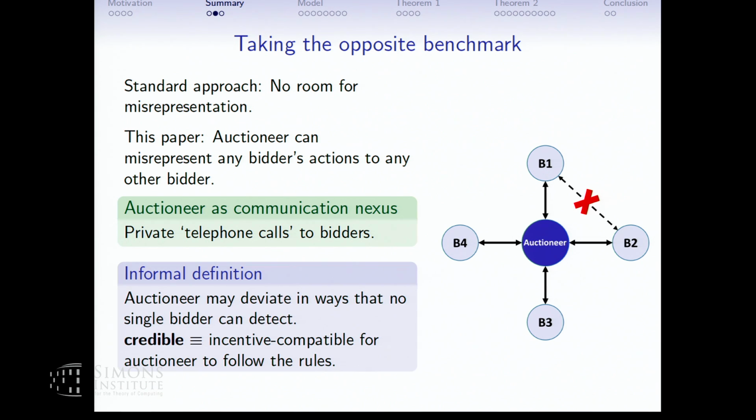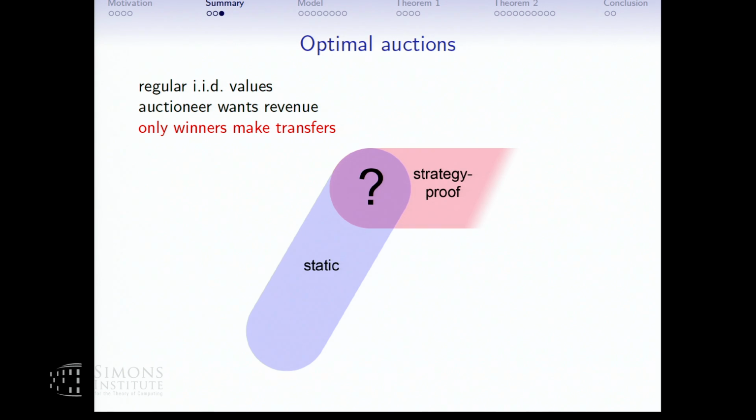Then we're going to permit the auctioneer to deviate with the proviso that she can only do so in ways that look legal to each of the bidders. And we're going to call an auction credible if it's incentive compatible for the auctioneer to follow the rules of the auction. Okay, so I'll make these precise in a moment. At a high level, this is what we have.